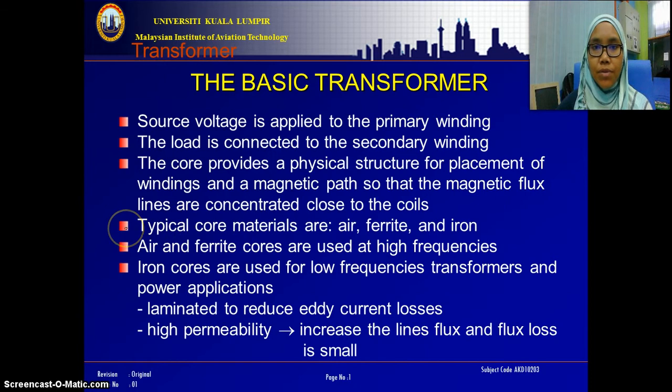Typical core materials used are air, ferrite, and iron. Air and ferrite cores are always used for the high frequency type of transformer, and the iron cores are always used for the low frequency type of transformers and power applications. The core must always be laminated just to reduce the eddy current losses, and it also has a high permeability to increase the lines of flux and to reduce the flux loss during the operation of the transformer.